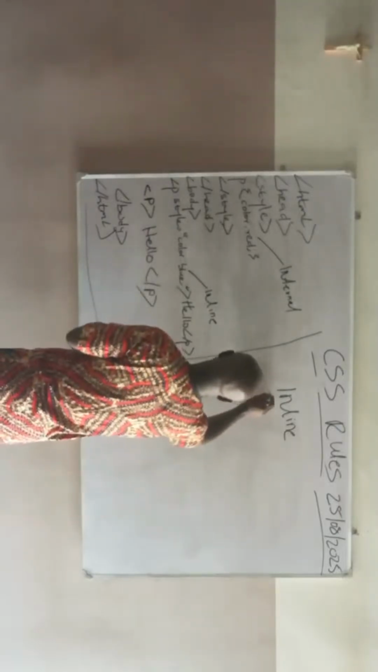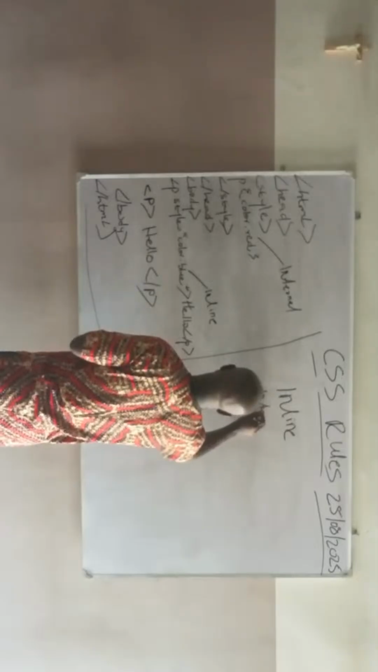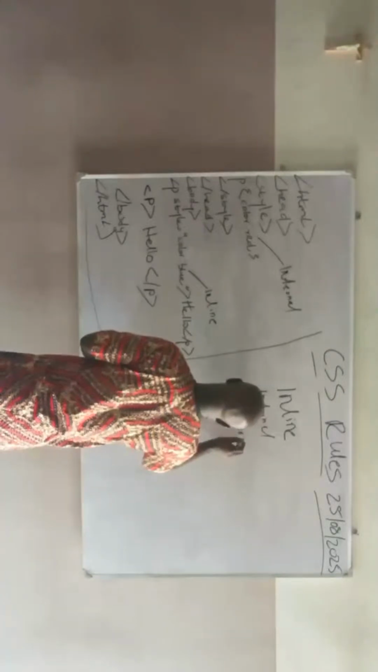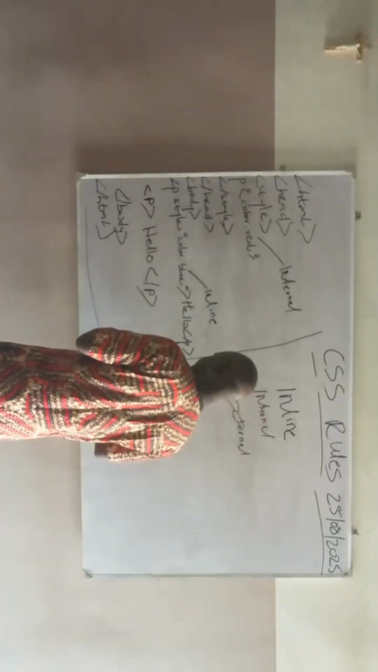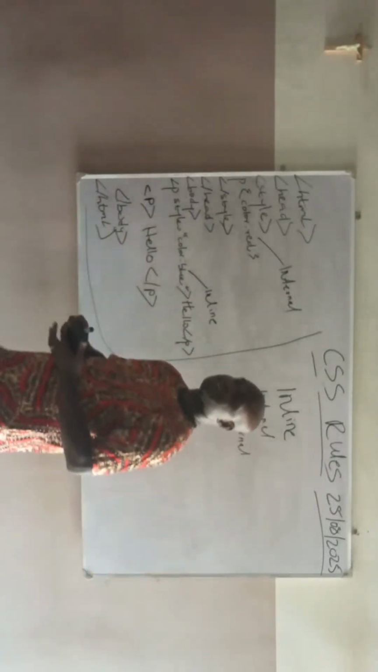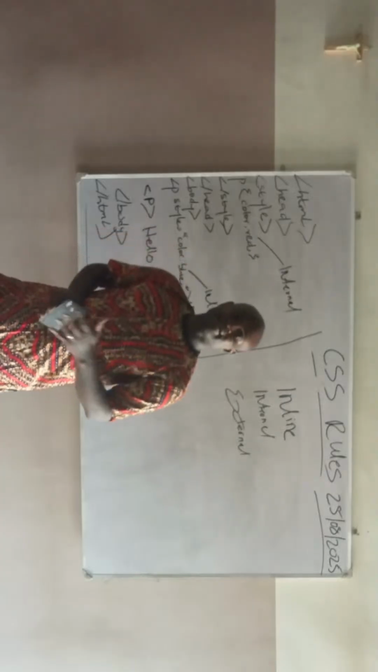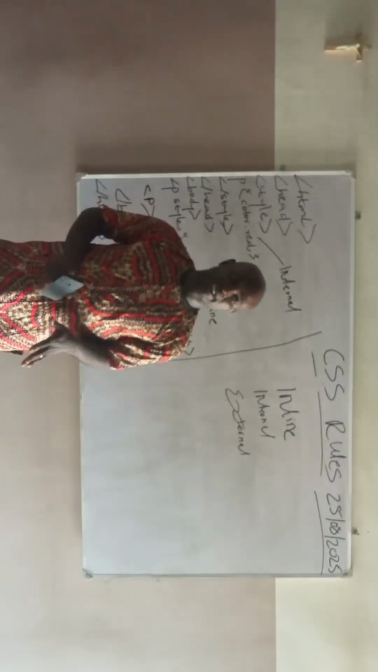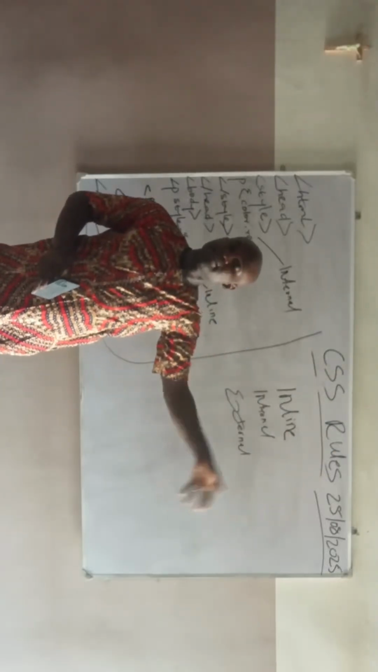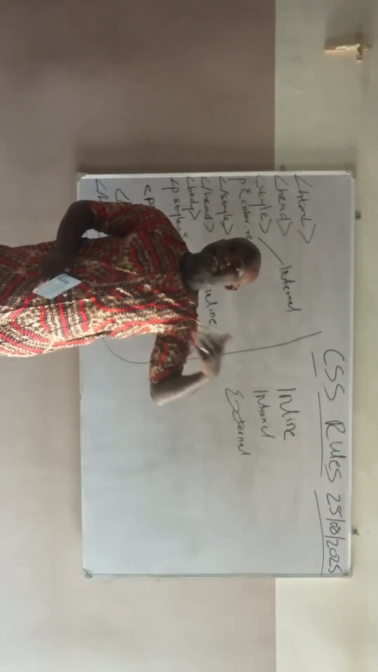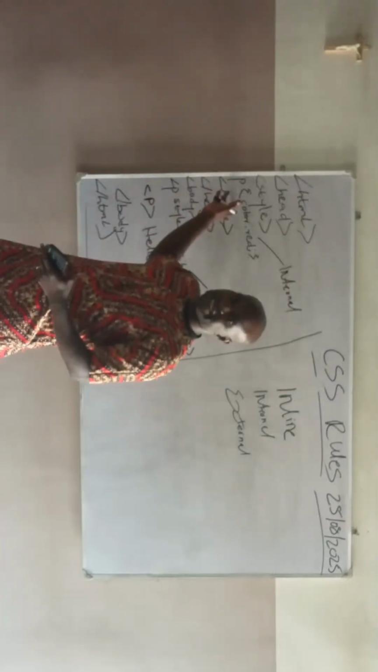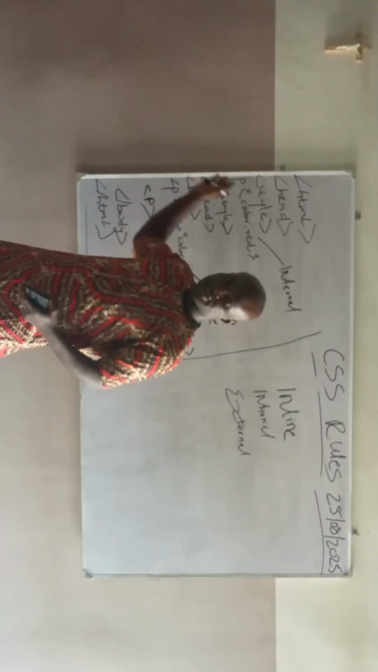So inline, internal, and what? External. By external, it simply means I can write all my CSS and save it as a file somewhere. Maybe I can say my style or my styles dot CSS. This one is what? Index dot HTML, because it's an HTML page.